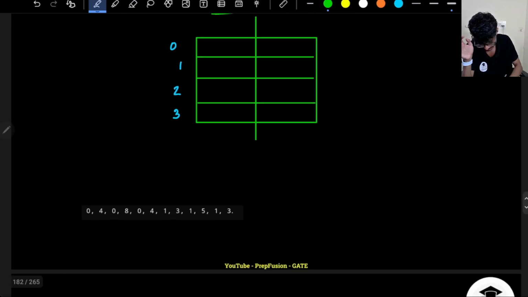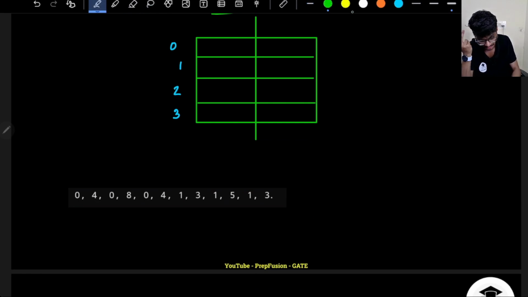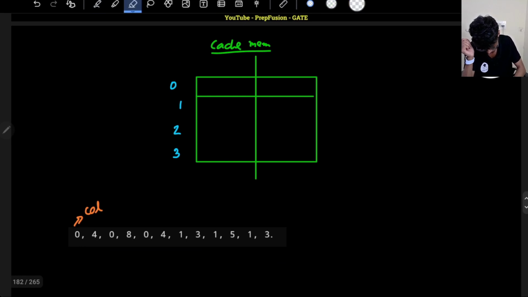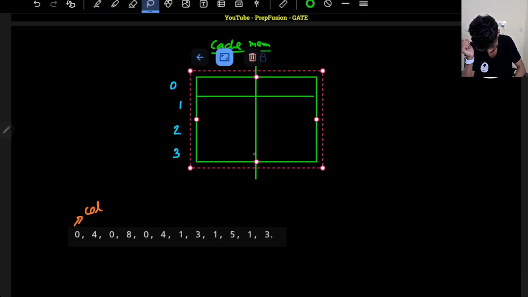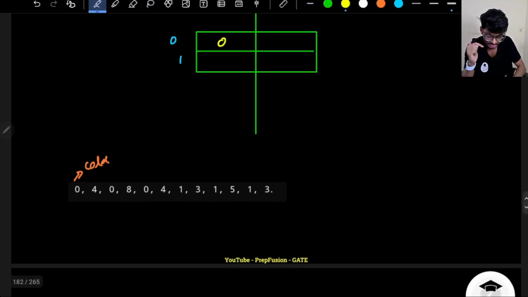Initially I am calling 0 and the cache is empty. Of course I have not called 0 before, so it will obviously be a miss, and it will be a cold miss. Sorry, this should have only 2 sets, not 4 sets. So initially it is empty, so 0 will be placed here. It is a cold miss.